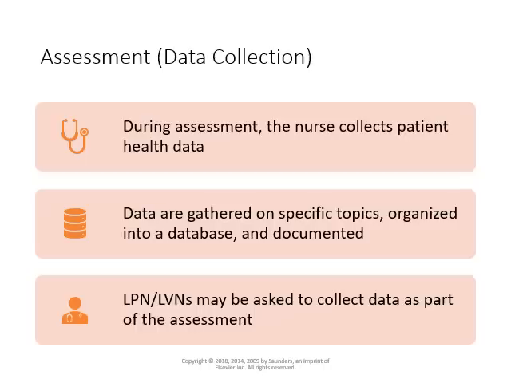The first 3 steps in a nursing process are assessment, nursing diagnosis, and planning. This is what we're going to review in Chapter 5. In Chapter 6, we'll discuss implementation and evaluation. So assessment entails gathering data. During the assessment, you as a nurse will collect this data from your patient. You're going to collect patient health data, also collect data regarding specific topics, and then you're going to organize that data into a database and then document it.